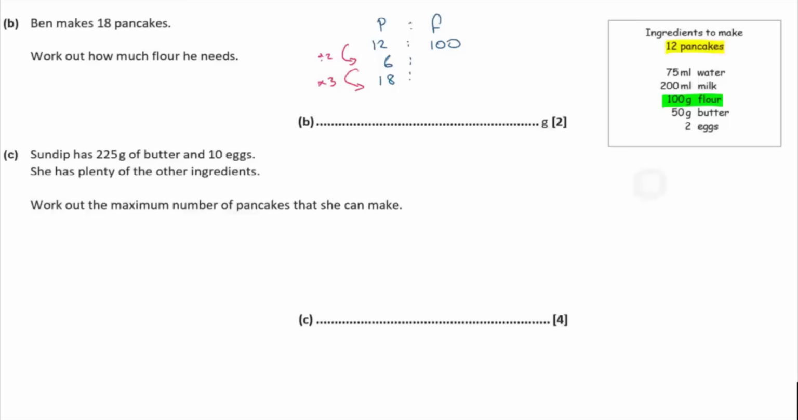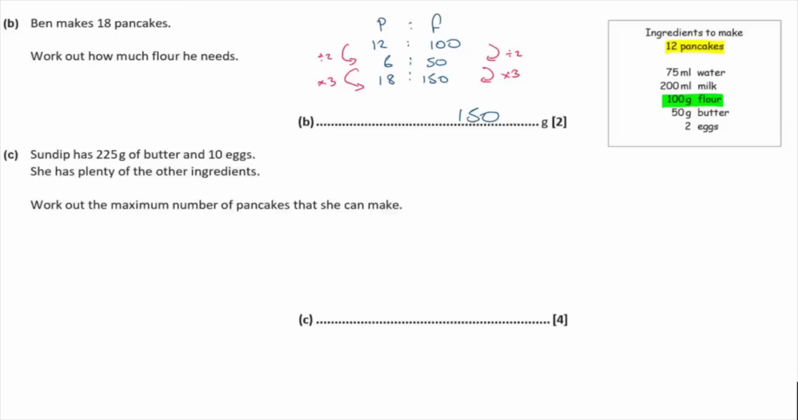So on the other side, if I divide 100 by 2, I'm going to get 50. So for 6 pancakes, I need 50 grams of flour. And then taking that 50 and scaling up by a factor of 3, then 50 times 3, that's 150. So for 18 pancakes, I need 150 grams of flour.